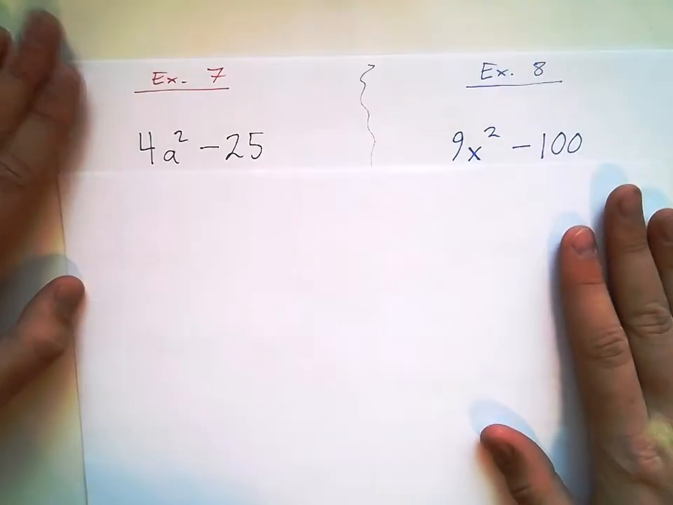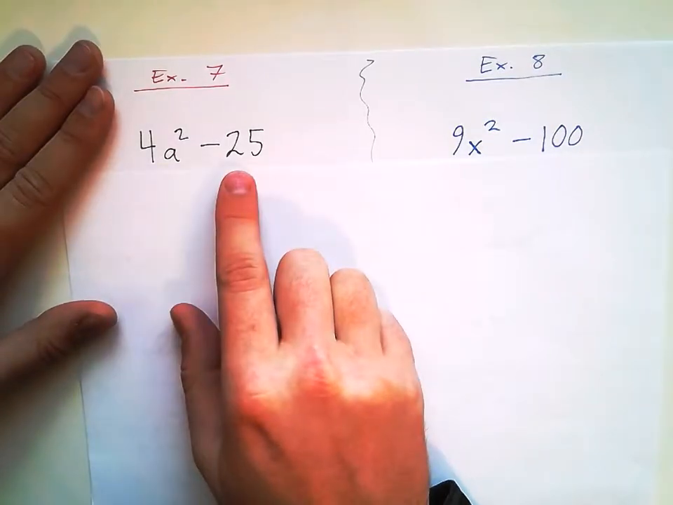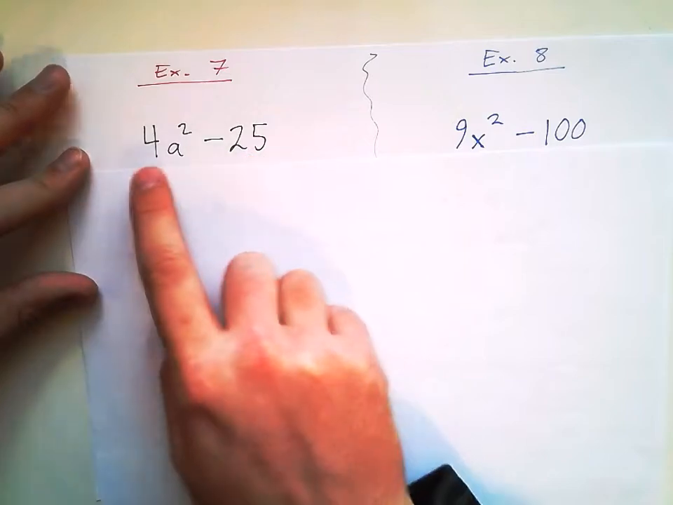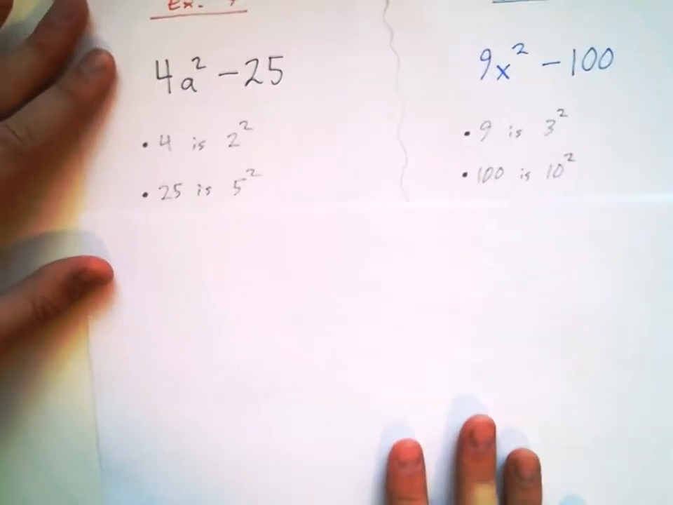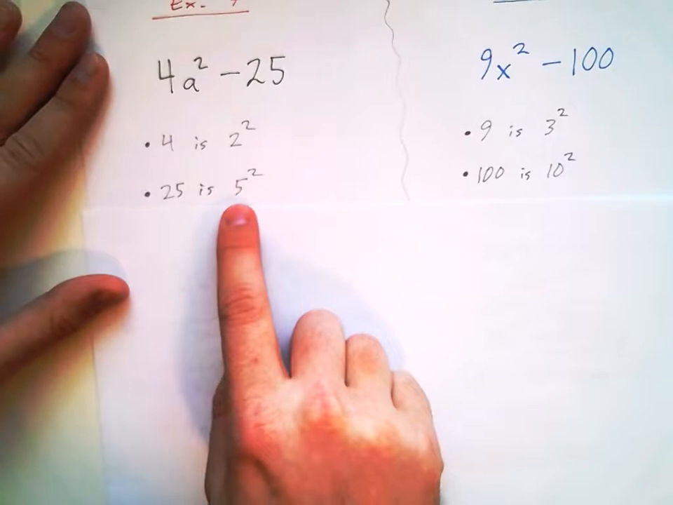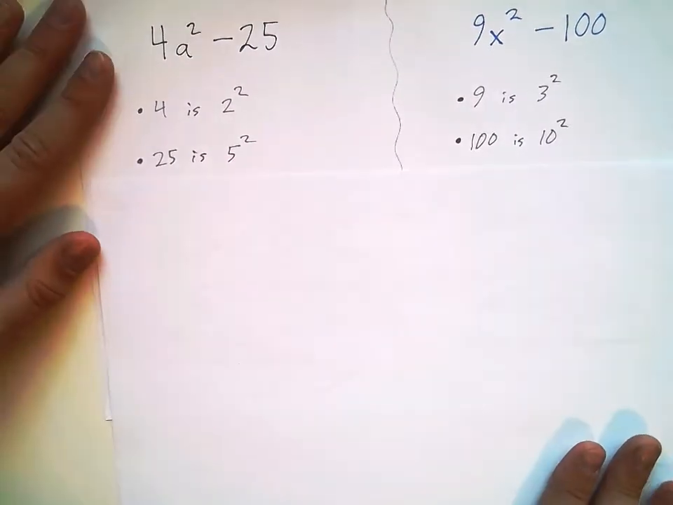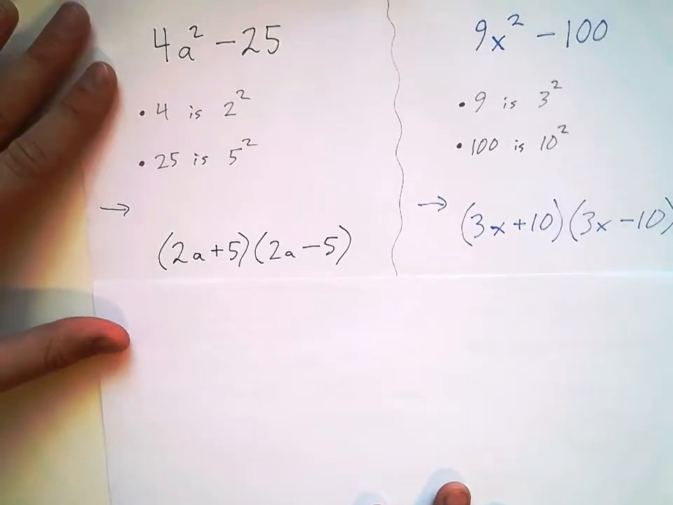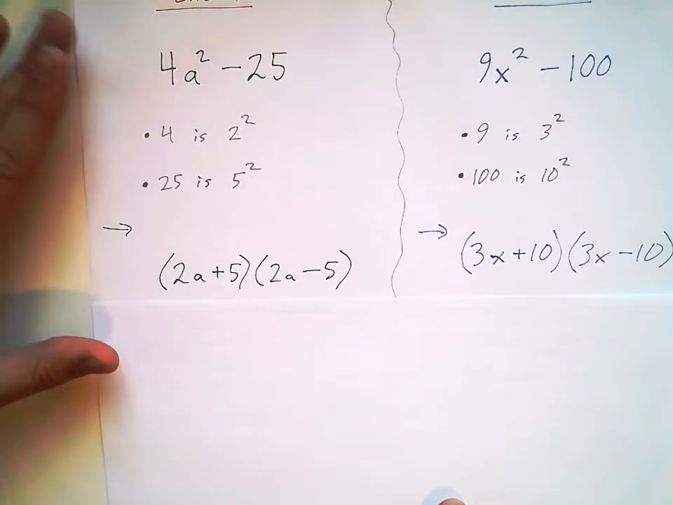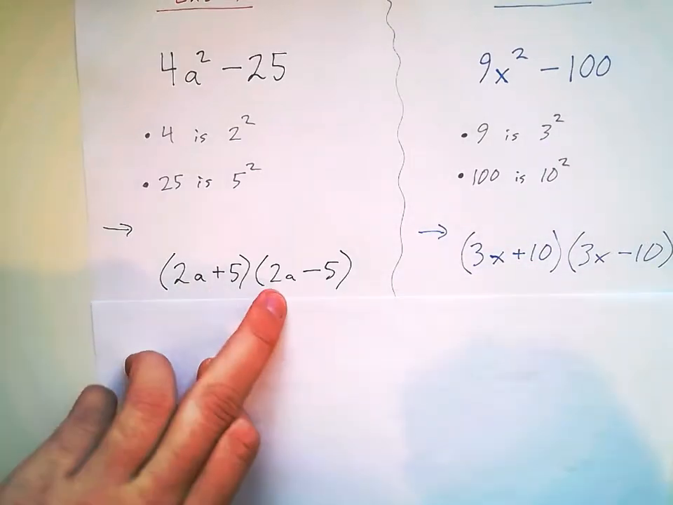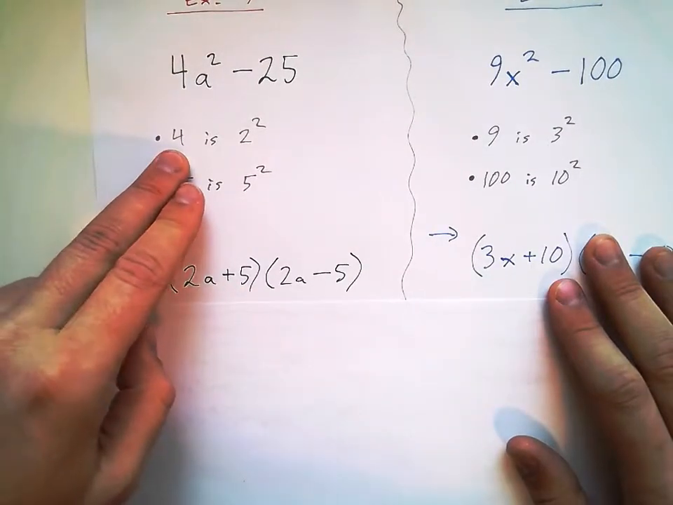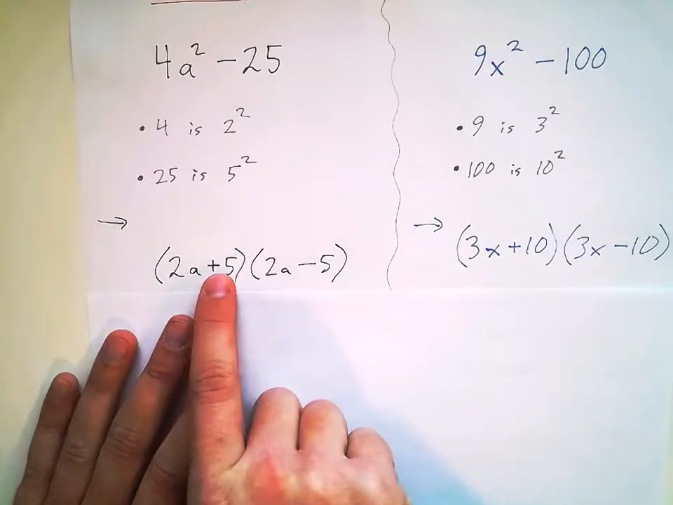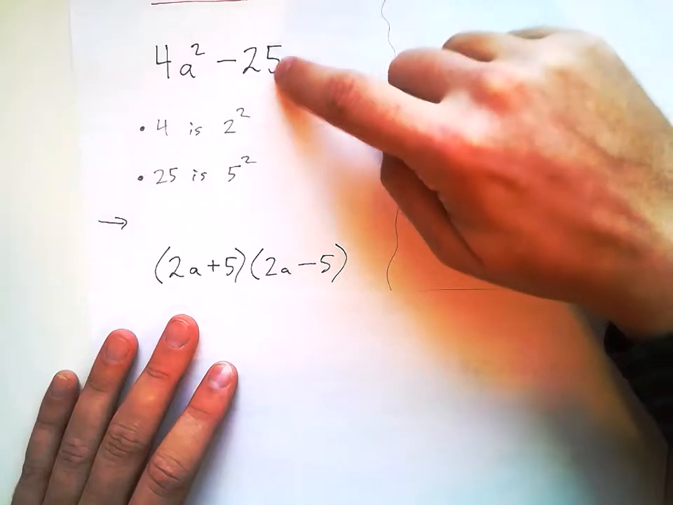So if you look at example 7, 4a squared minus 25, you say, that's 5 squared, that's 2 squared. Okay, so 4 is 2 squared, 25 is 5 squared, so I'm going to have 2a plus 5 times 2a minus 5. The 2 is from 4 because 2 squared gives you the 4 when you multiply this, and the 5 is just like we were doing before from the 25.